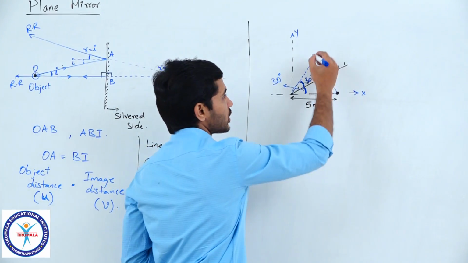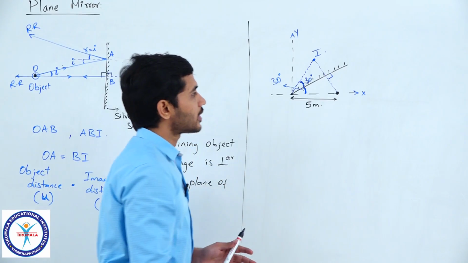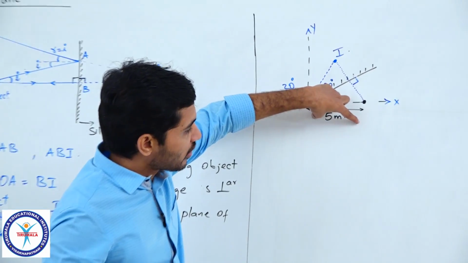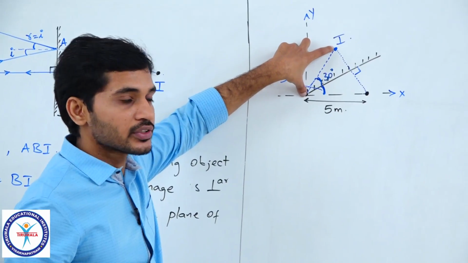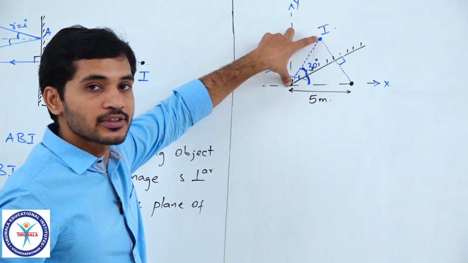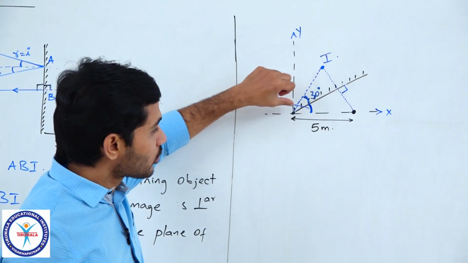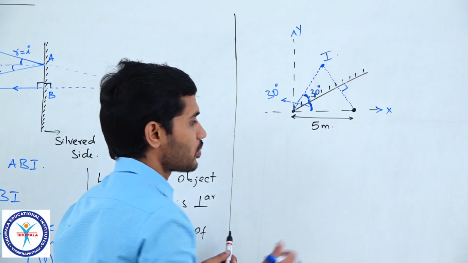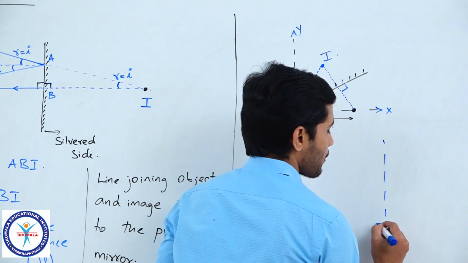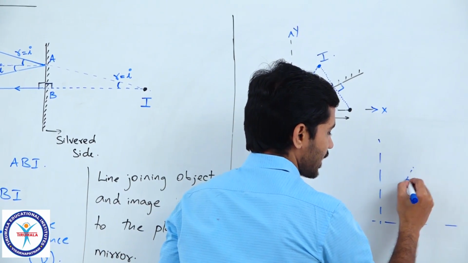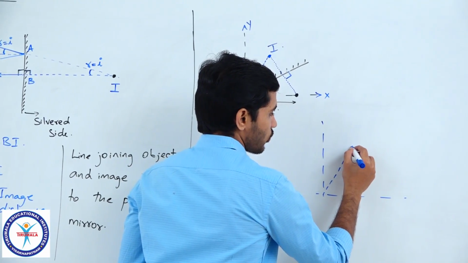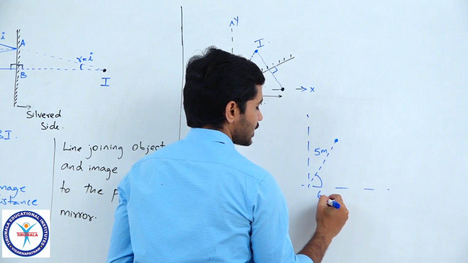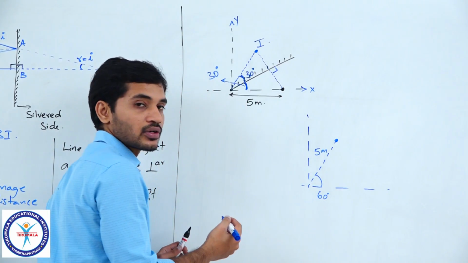So, if this is where the image is formed, I now know that because these two are congruent triangles, if this is 5 meters, this length will also be 5 meters. So, the image is formed at a distance of 5 meters from the origin on a line making an angle of 60 degrees. I will just represent that over here. If this is the line making an angle of 60 degrees, the image is formed over here at a distance of 5 meters. Now, you can easily find the coordinates of that.